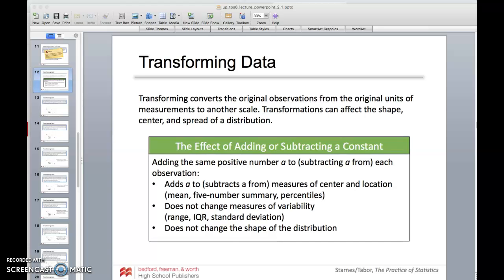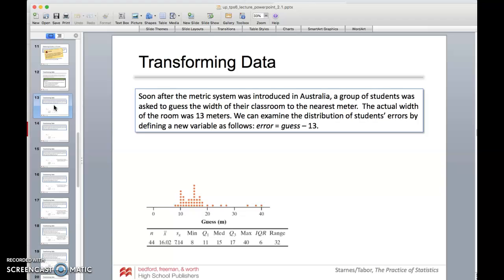So basically the effect of adding something is that it's going to shift the distribution to the right or left, but everything's going to stay kind of the same, so it's not going to spread out any more. It doesn't change the shape of that distribution. All right, so there we go. Let's get going on the next part here. So let's take a look.